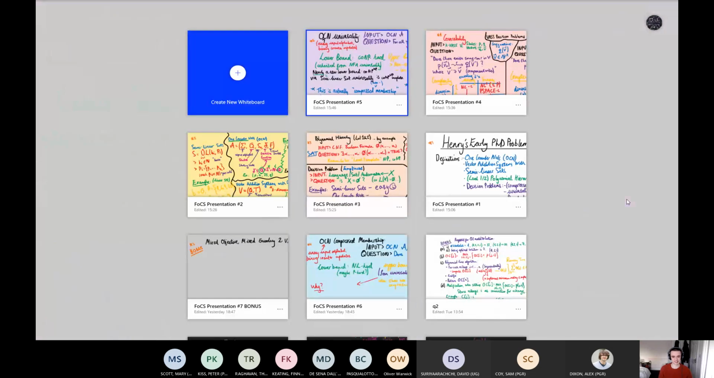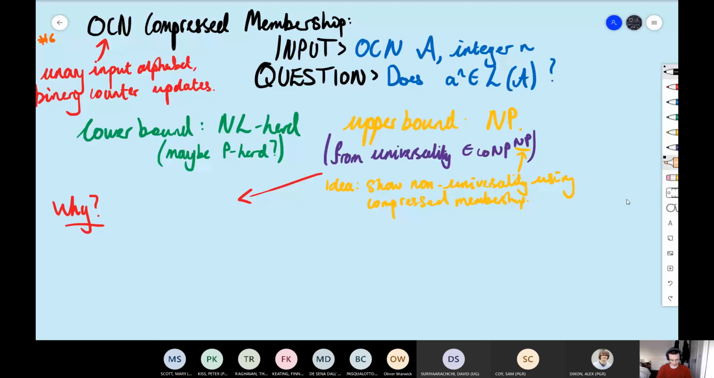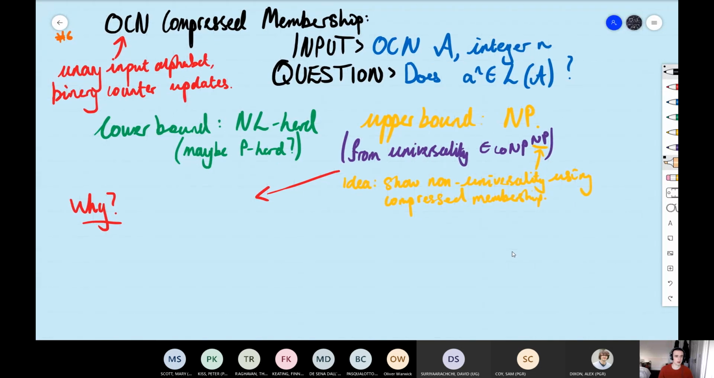Okay, so slide 6. I don't see any other questions. There it is. OCN compressed membership, a bit more on it. To define the problem a little more formally, again, I'll have my OCNs be non-deterministic ones with a unary input alphabet and binary counter updates. The input is now two things: the one-counter net just as before, and an integer n, which is specifically written in binary, and that's kind of the key here. Then the question: does a^n belong to L? That's literally it.